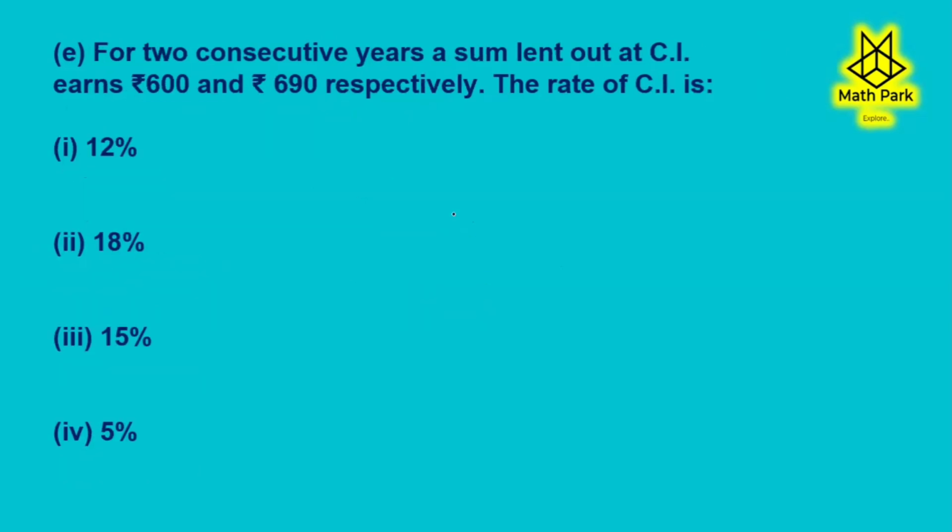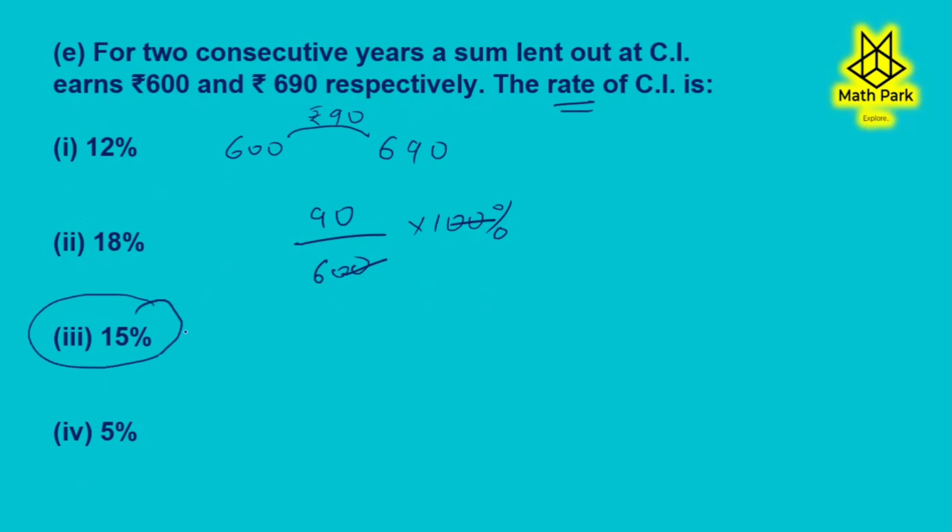For 2 consecutive years, a sum lent out at compound interest earns rupees 600 and 690. Find the rate. So this is a trick always for finding a rate. So the difference is 90. So this 90 was over 600 times 100%. So we get 90 divided by 6, which is 15%, was the rate of compound interest.